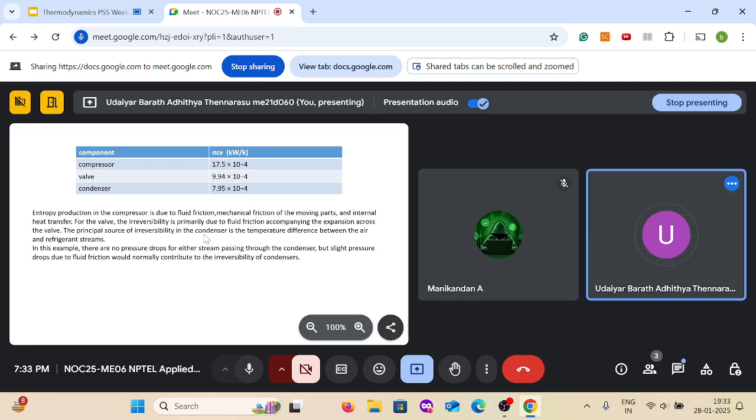Here, we assume there is no pressure drop in the condenser, the evaporator or on the air side. But in actual cases there will always be a pressure drop, and that will also add irreversibility. That is again because of the fluid friction and friction between the fluid and the surface and so on.